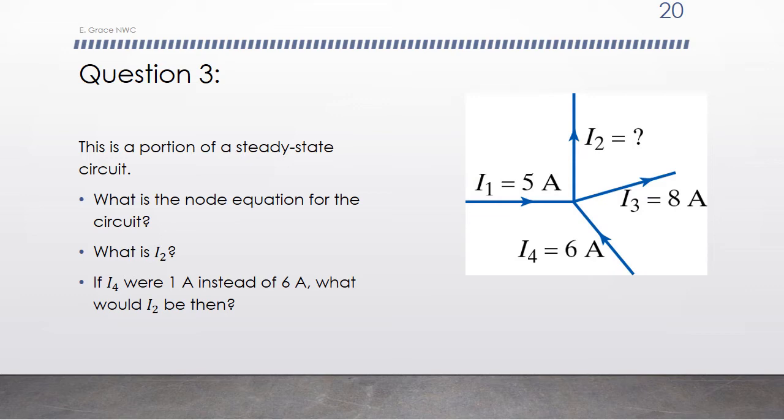What is the node equation for the circuit? Using that node equation, what is the conventional current at I2? And if I4 were 1 amp instead of 6 amps, what would I2 be then?